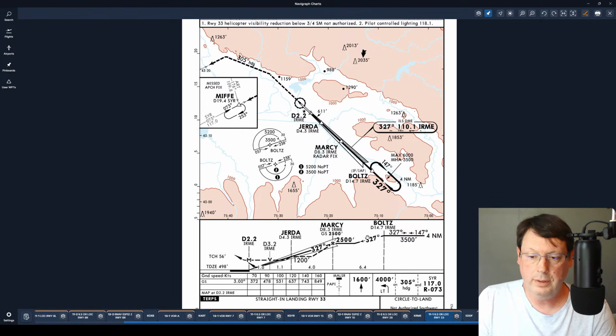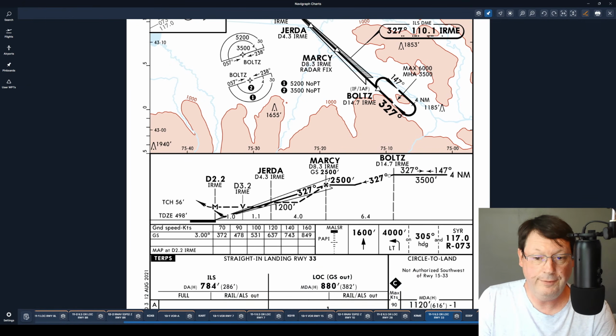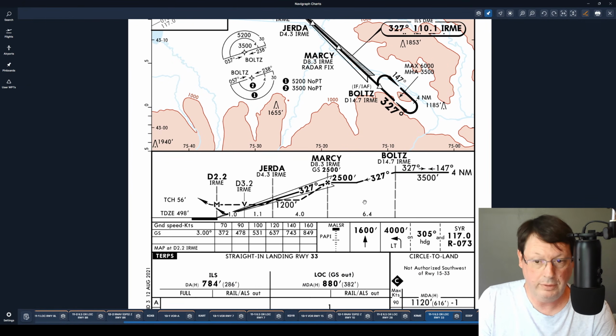Let's say you cross Bolts, you start pulling the power. I've had it happen where it's just a windy day. There's a lot of updrafts. It's a hot day. Airplane's not coming down. You've got 6.4 miles. You can see right here, you got 6.4 miles to get from Bolts to Marcy. You've got to lose 1,000 feet from 3,500 to 2,500 in 6 nautical miles. You got to get down, right?